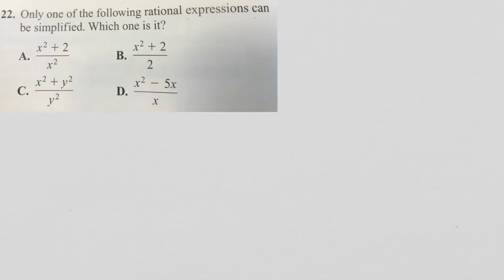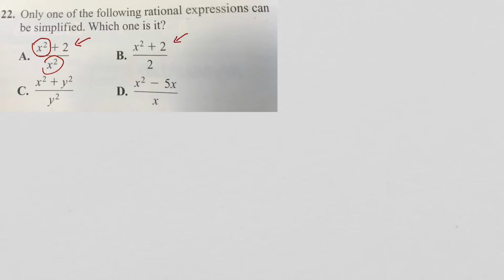Okay, only one of these can be simplified. This cannot be simplified because there is no common factor in the x squared and the 2. So we can, and you remember, you cannot cancel terms. Like this and this cannot be canceled because those are terms. They are not factors.